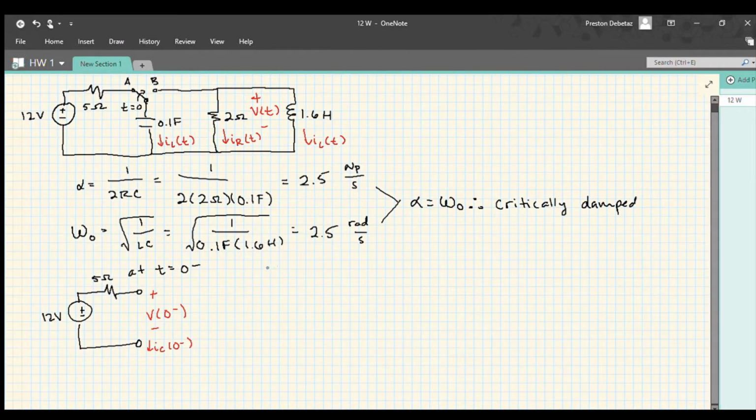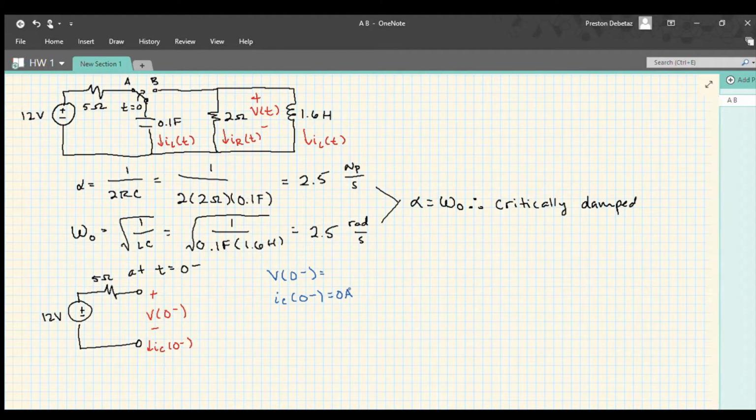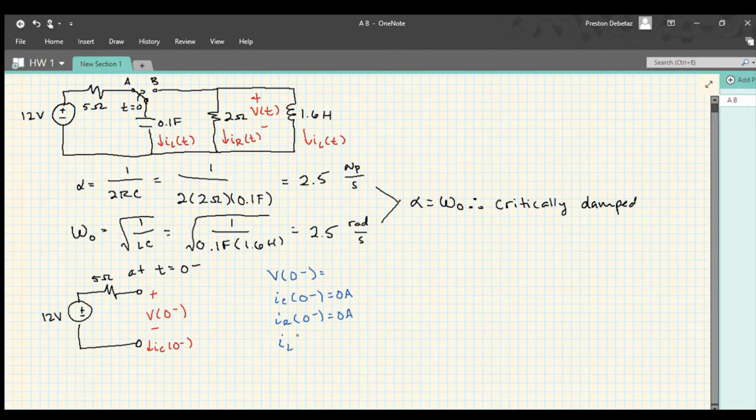We can see that V of 0 minus, we'll come back to that in a second. And IC of 0 minus is going to be 0 amps, just because of the definition of the open circuit. There's going to be no current flowing through there. And then IR of 0 minus is 0 amps, and IL of 0 minus equals 0 amps, because if that switch is in position A, then there's going to be no current flowing through that 2 ohm resistor or that inductor.